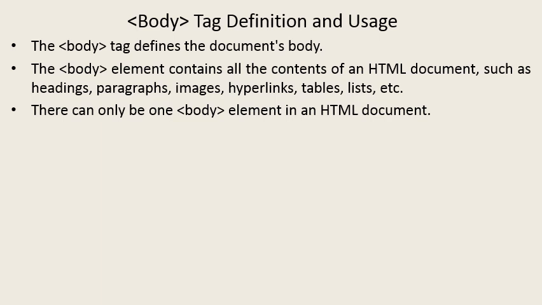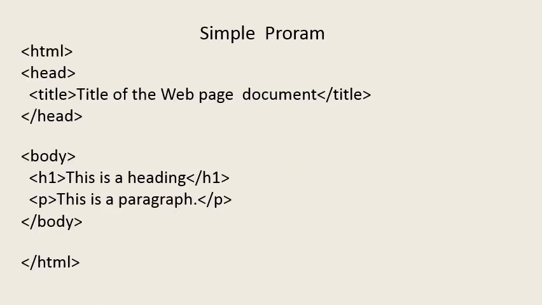Now the next one is the body tag. Body tag definition and its uses. This is the most important tag in each and every HTML document. The body element contains all the contents of the HTML document such as headings, paragraphs, images, hyperlinks, tables, etc. And there is only one such tag in each and every HTML program.